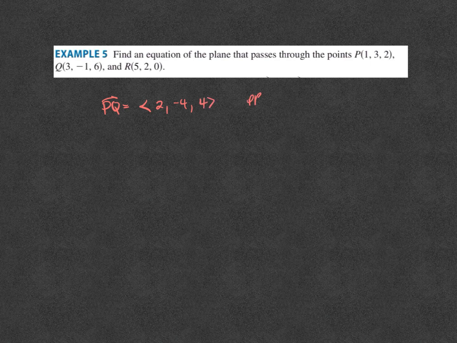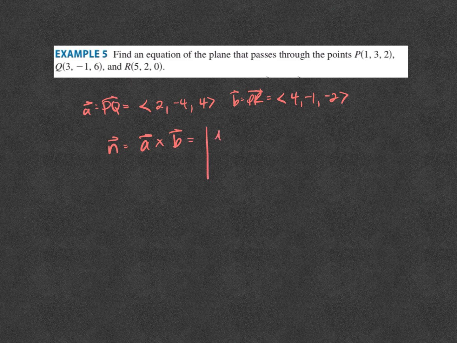And let's do PR. 5 minus 1 is 4. 2 minus 3 is -1. 0 minus 2 is -2. Let's call this A, and let's call this B. Now remember that in order to get a normal or an orthogonal vector, what we want is A cross B.